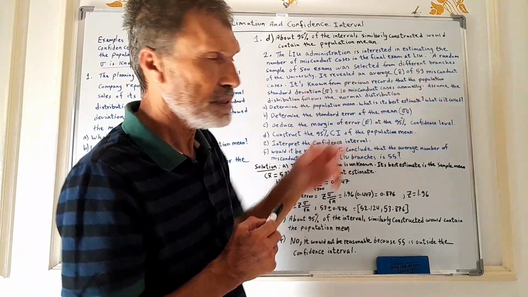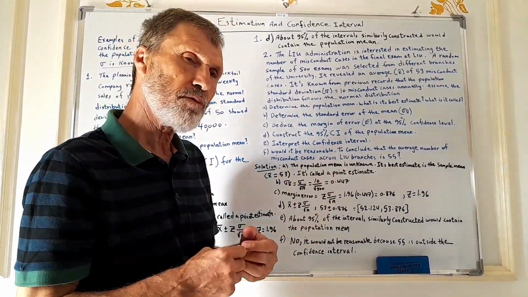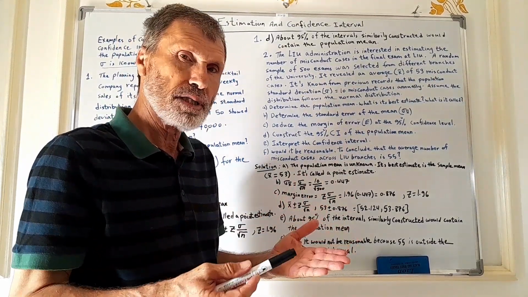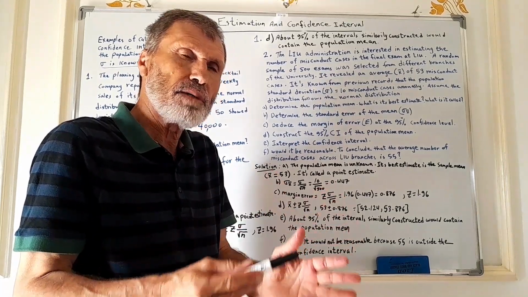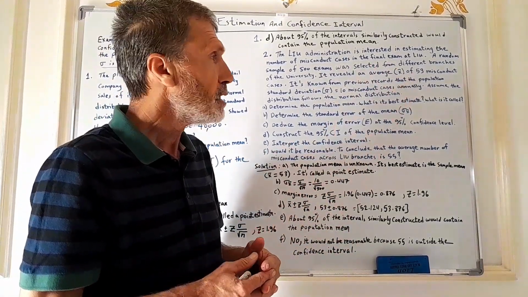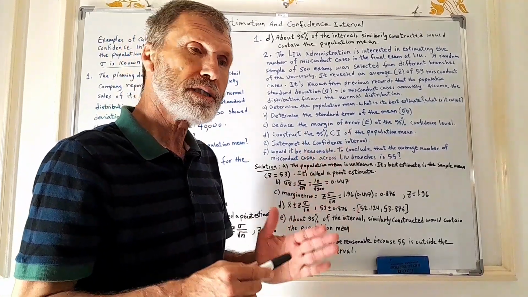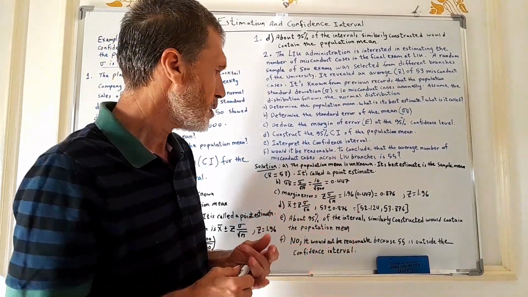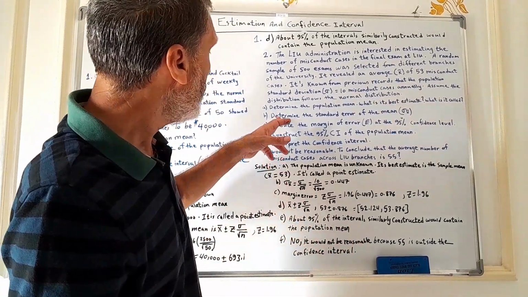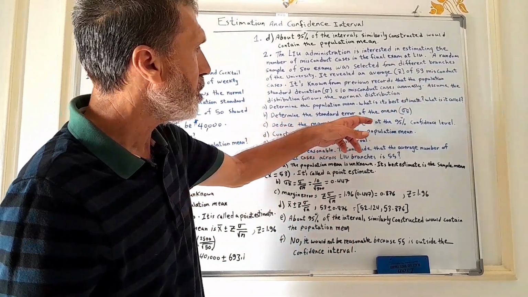Okay. This is the best estimate of the population mean, which is unknown. Its best estimate is the sample mean, which is equal to 53. What is this called? It's called a point estimate. Okay, great. B, determine the standard error of the mean.